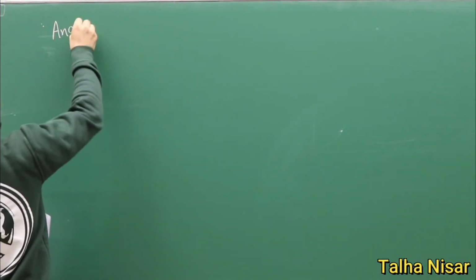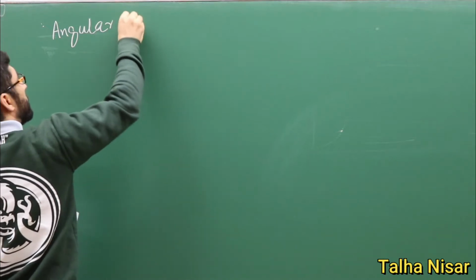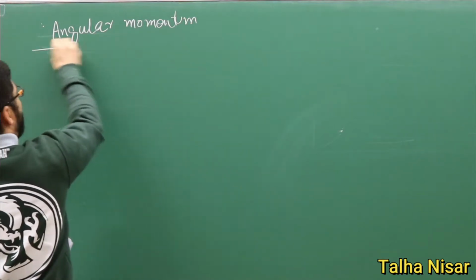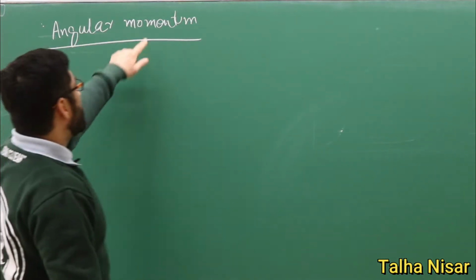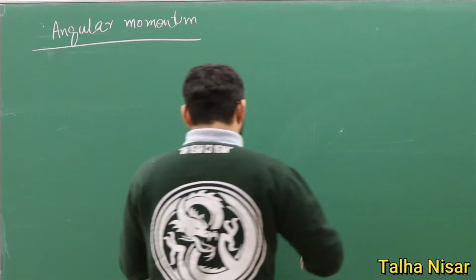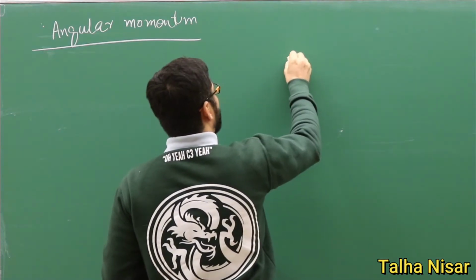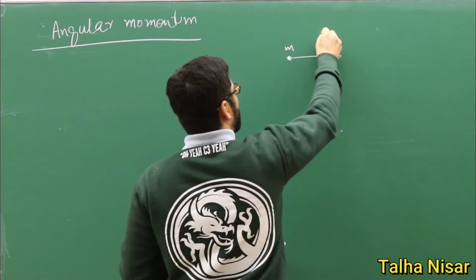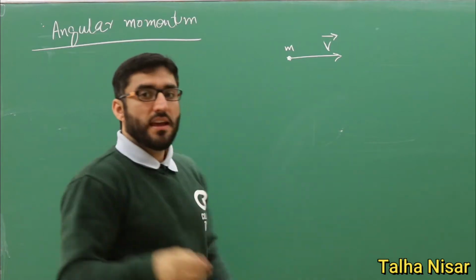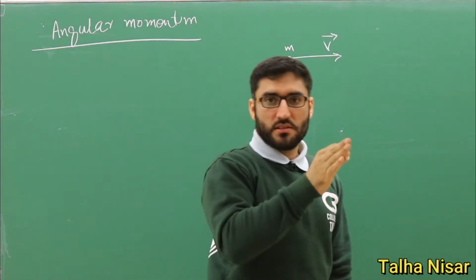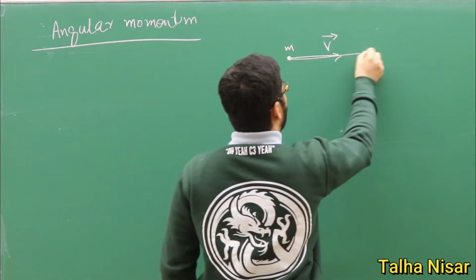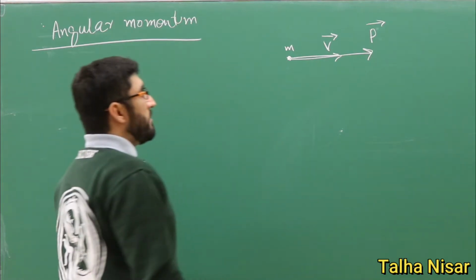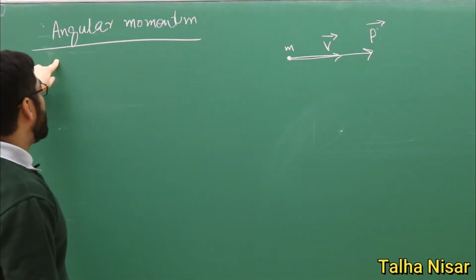So the angular momentum. As we have already talked about the momentum, for example, we have an object which has some mass and which has some velocity. So if we have a mass that's moving with some velocity, it will have some momentum in the same direction. Momentum is represented by P. But now we are talking about the angular momentum.